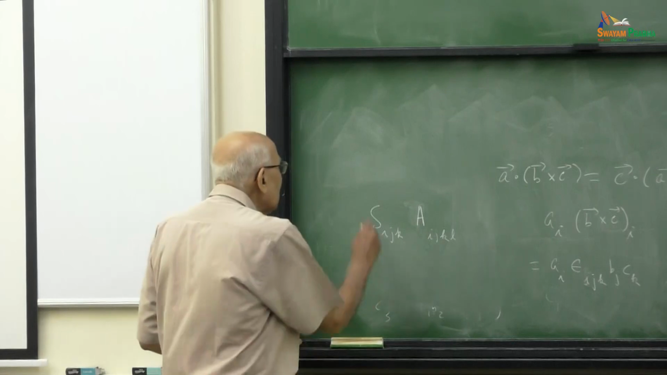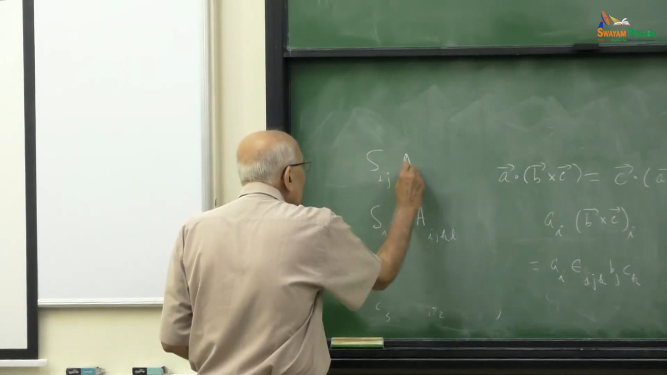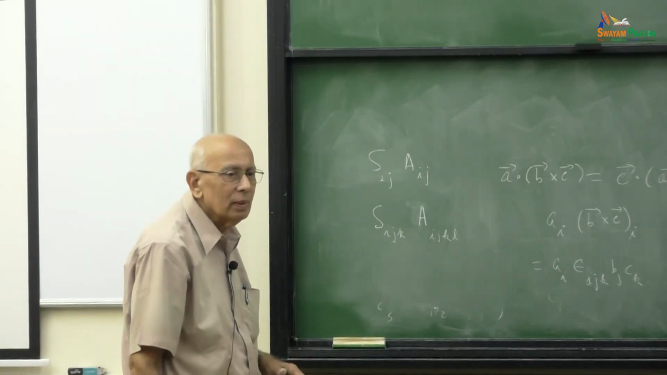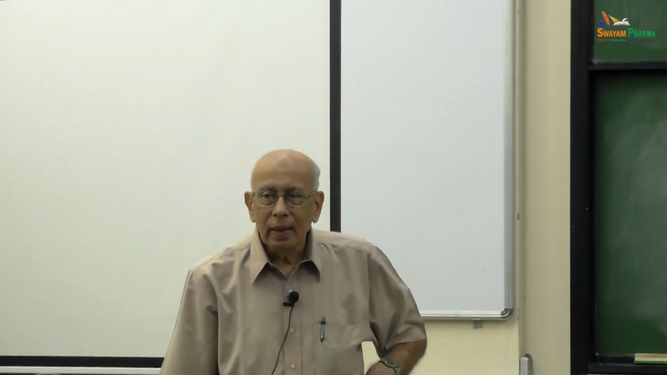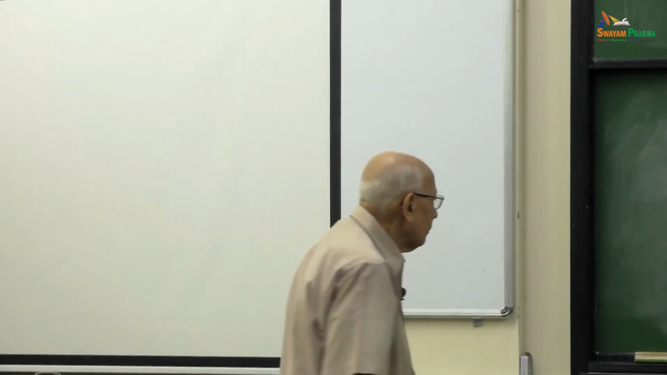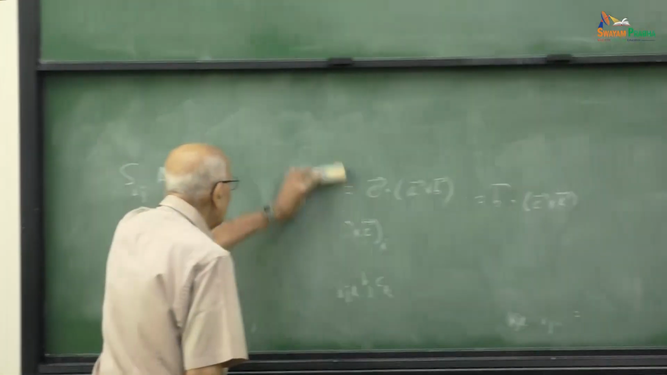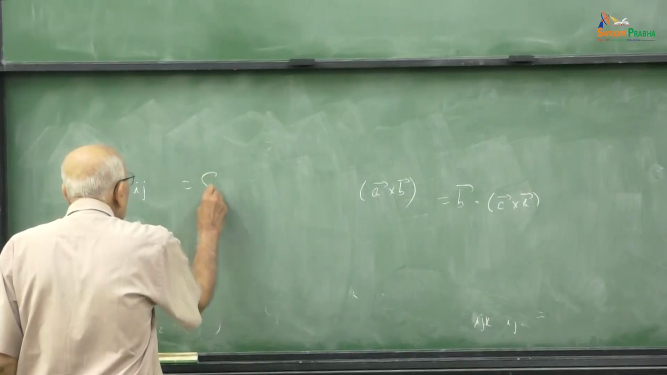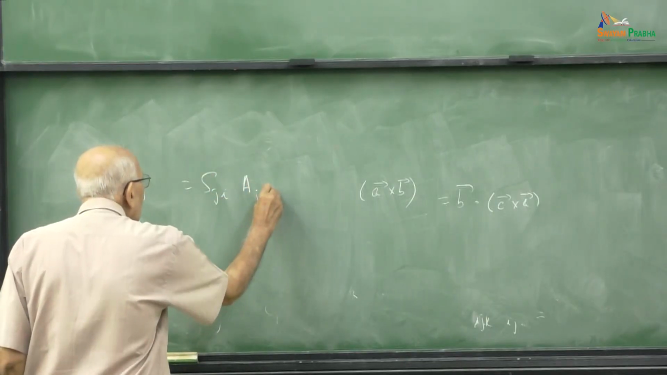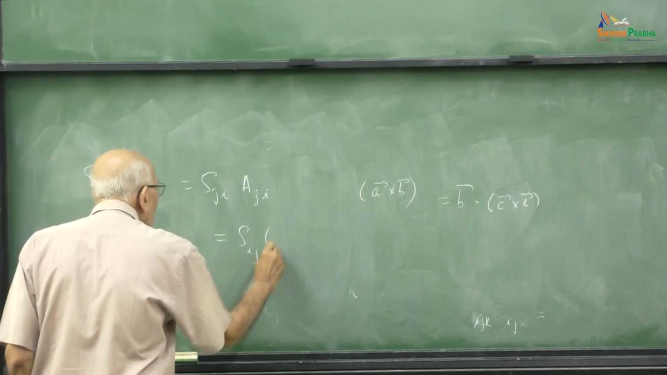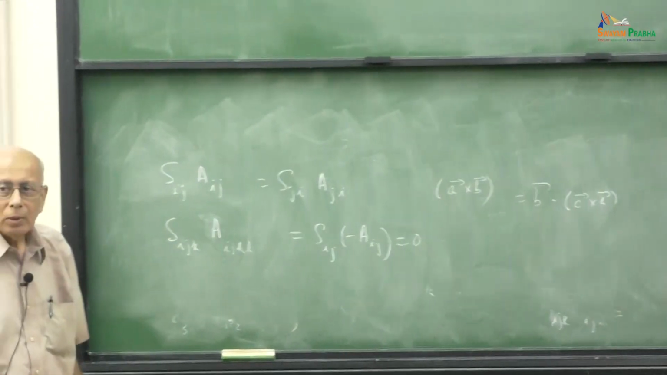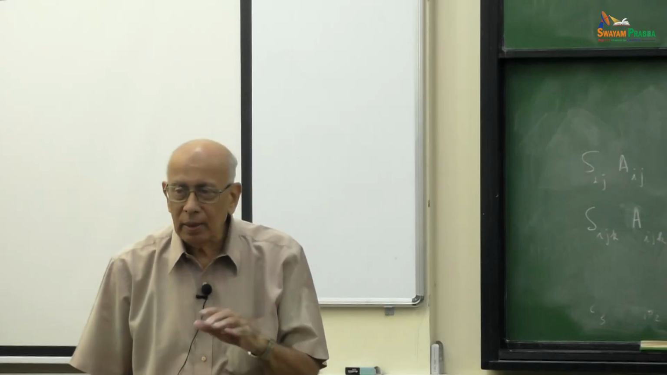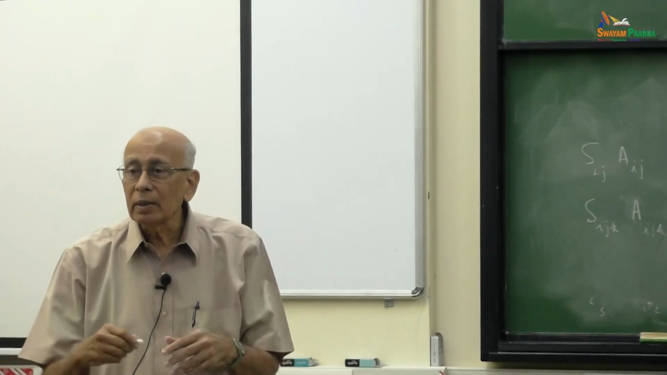Okay. What is this equal to? Sij, Aij. What's this equal to? I and j are dummy indices, so I can interchange them without changing the meaning of this whole thing. So I interchange them. So when you contract a symmetric tensor with an antisymmetric tensor, the answer is 0. Even if the two tensors are different ranks.